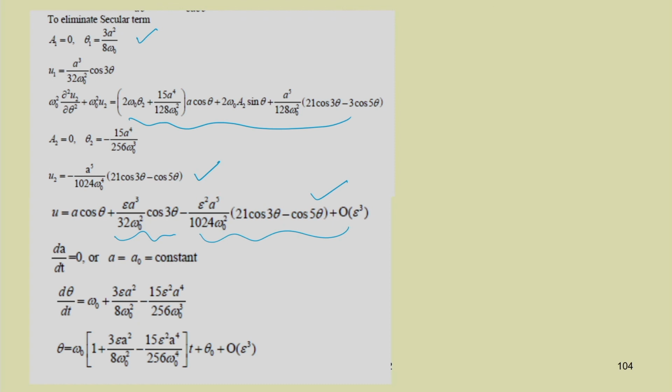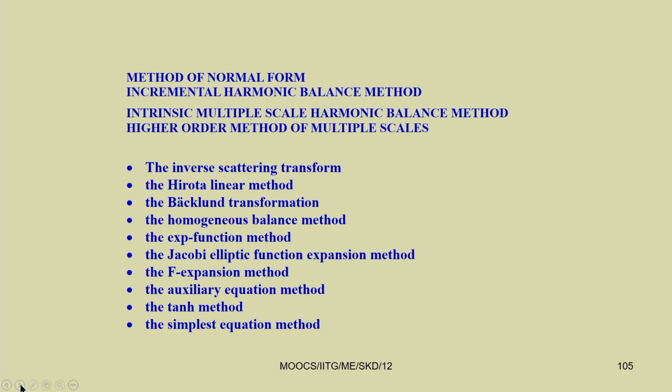So, d theta by dt equal to omega 0 plus 3 epsilon a square by 8 omega 0 minus 15 epsilon square a fourth by 256 omega 0 cube. So, theta equal to omega 0 into 1 plus 3 epsilon a square by 8 omega 0 square minus 15 epsilon square a fourth by 256 omega 0 fourth. So, this equation closely matches with the solutions we obtained by using the Lindstedt-Poincare method. This way one can use this KBM method to find the solution of this nonlinear differential equation.